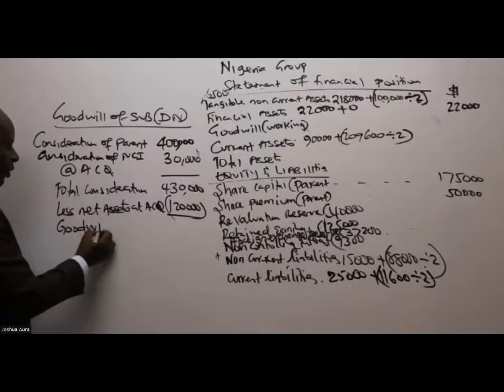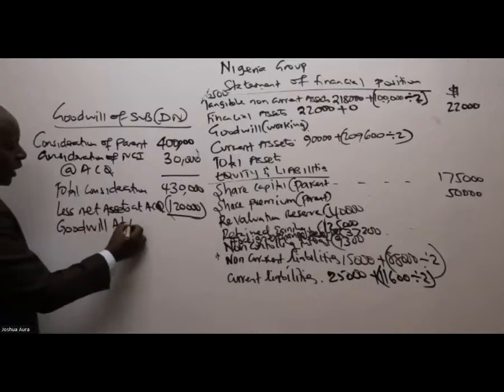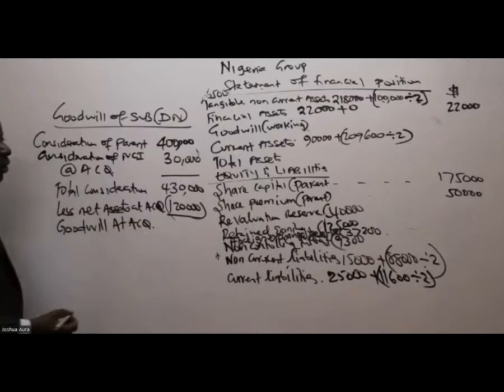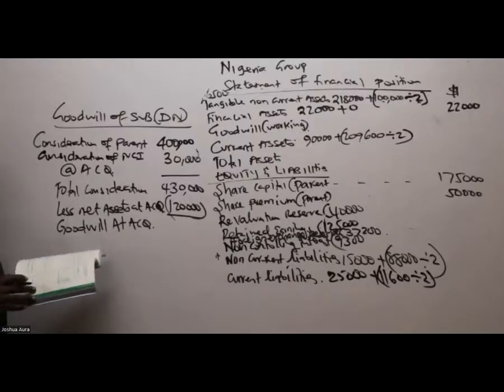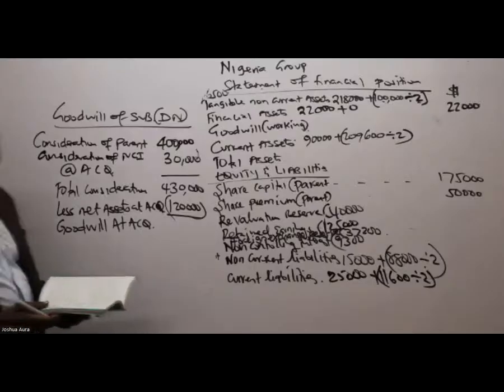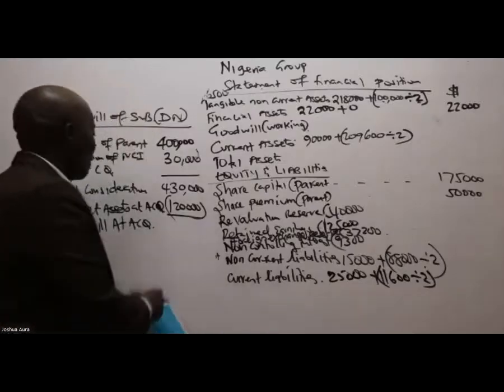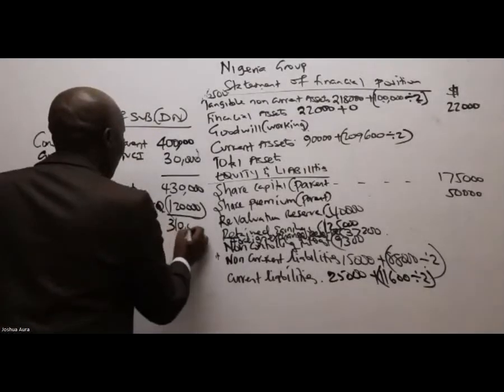Whatever you get here is called goodwill at acquisition. It's called goodwill at acquisition. So they're giving me a figure of 310,000. 310,000. Thank you very much.